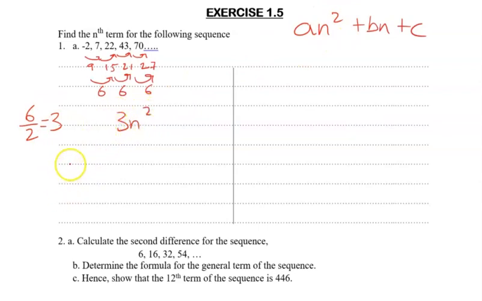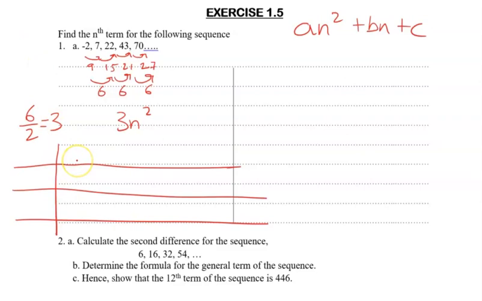Now over here we're going to make a little table to make it easier for ourselves. In the first row, we're going to write down the sequence that was given to us. So here you write down -2, 7, 22, 43, and 70. So this is where we write the sequence. Now we write down 3n squared. Now to work out the sequence for 3n squared, we need to substitute 1 into 3n squared to work out the first term, then 2, then 3, then 4, then 5.